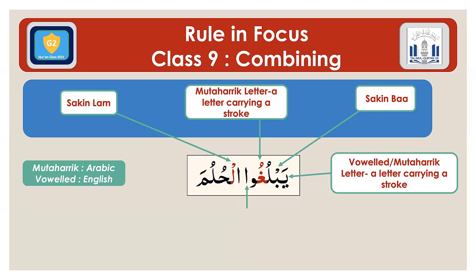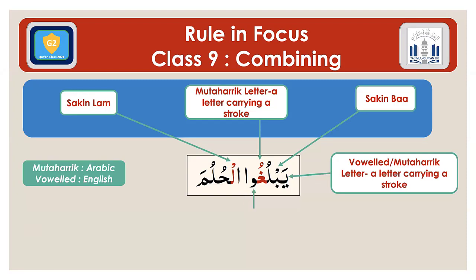So let's move back and look at this alif here. And we ask ourselves the same question. Is this letter carrying a stroke? Is it a mutaharrik letter? And of course, the answer here is no, because there is no stroke above this. And so we can't join that letter either, because the rule is a sakin letter joins to the most recent mutaharrik letter. So let's move backwards.